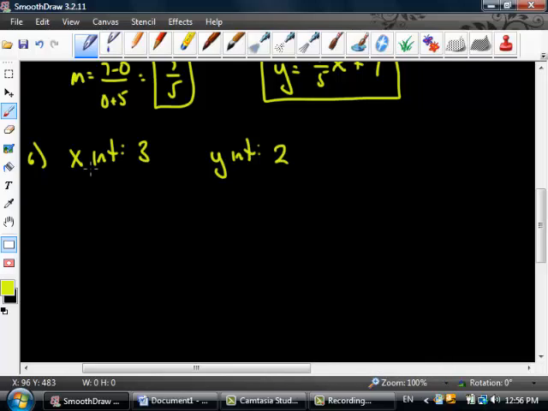Madison, what are the coordinates here? (3, 0) and (0, 2). So let's find out our slope. 2 minus 0 over 0 minus 3. Negative 2/3, yes, is our slope.